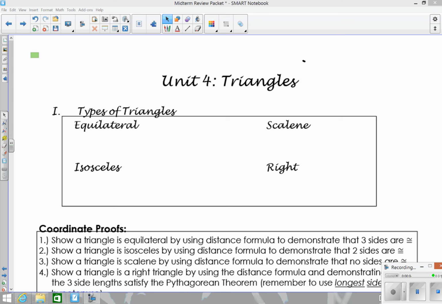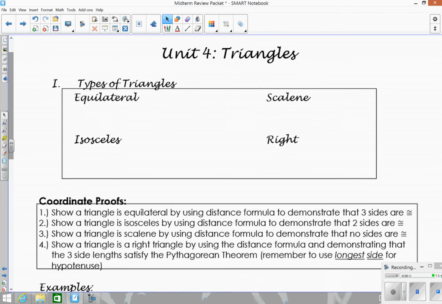In Unit 4, we looked at triangles and types of triangles, different properties and theorems about triangles, and how to apply those theorems and properties. So the first thing we did was we looked at classifying triangles by their type, by sides, and by angles.